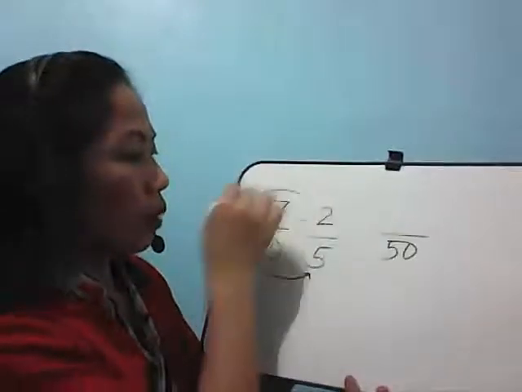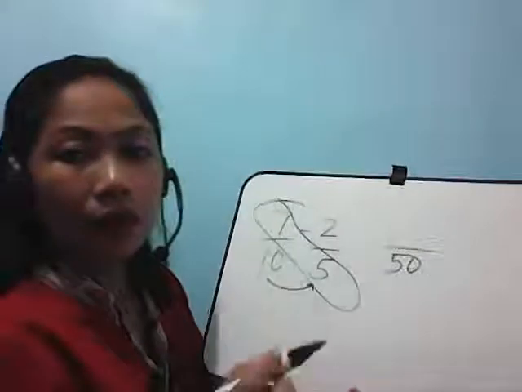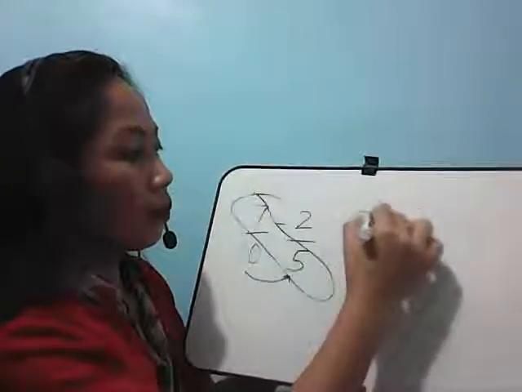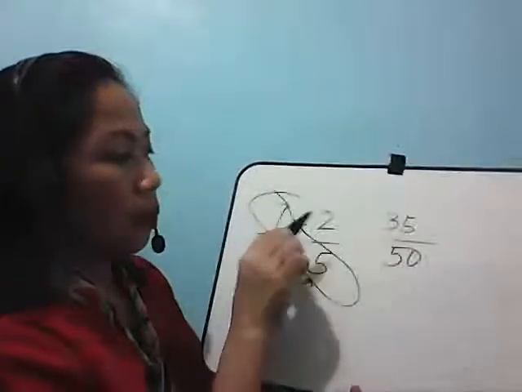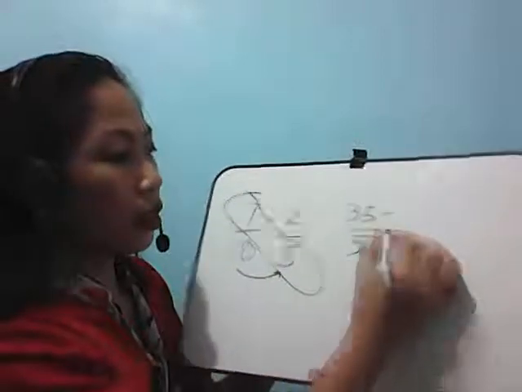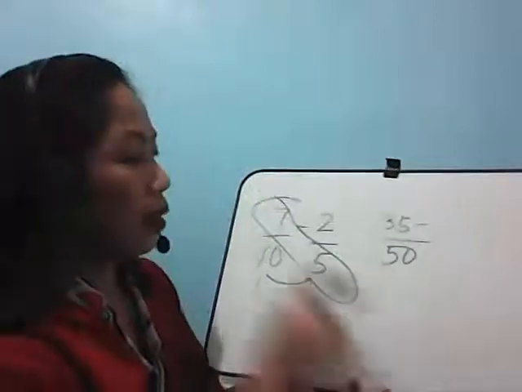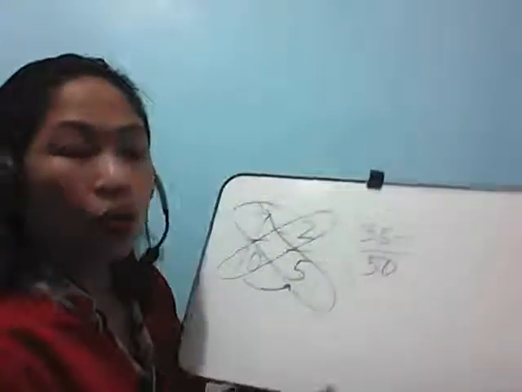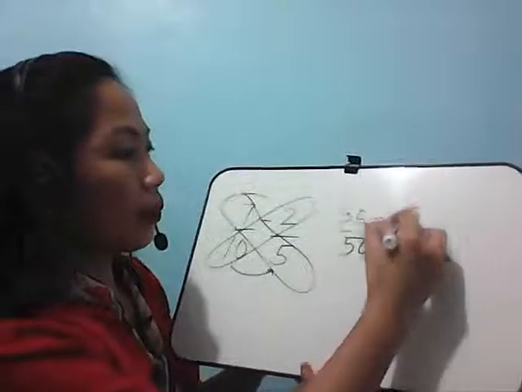Then cross multiply. 7 times 5 is 35. Then copy the sign, which is subtraction. Then 10 times 2 is 20.